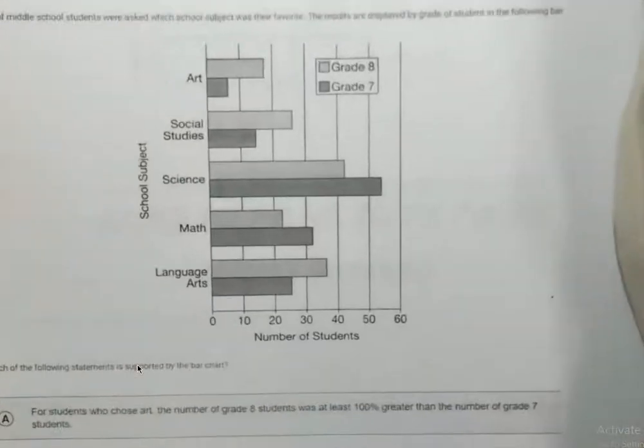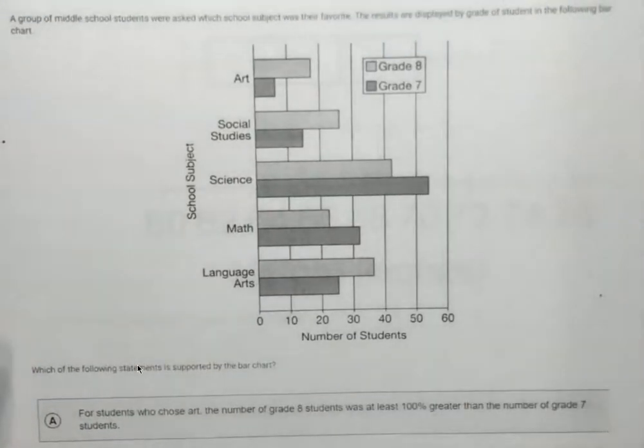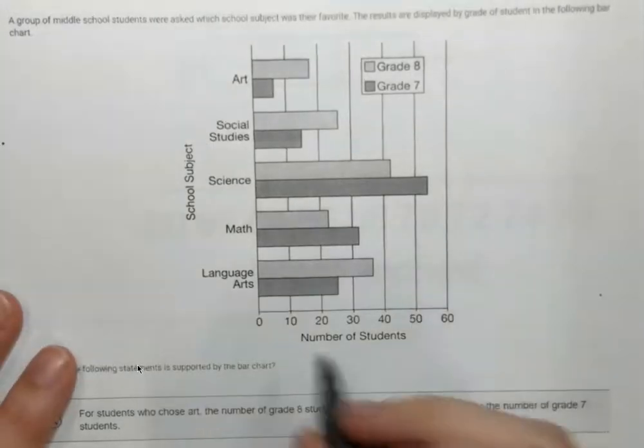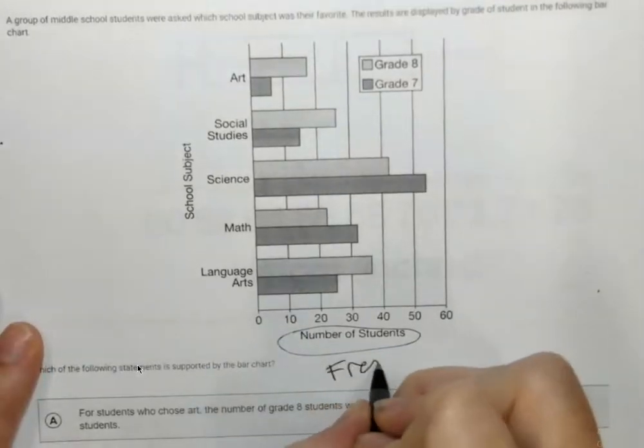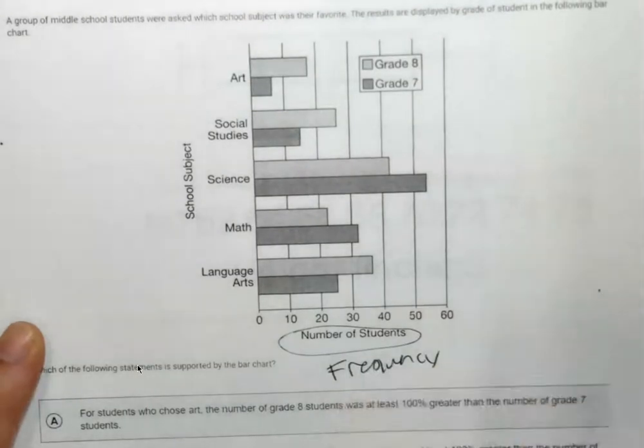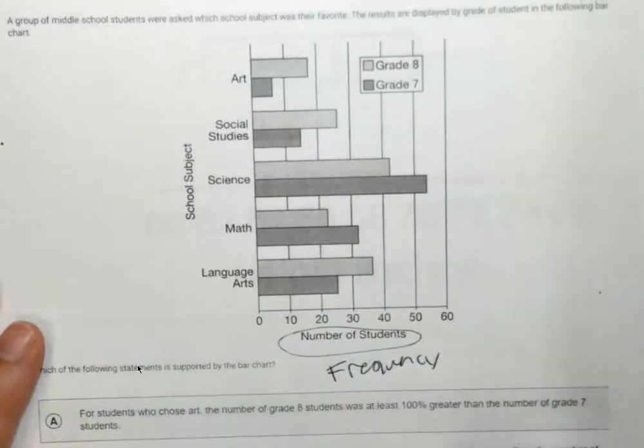And this is the last one from the first multiple choice set. A group of middle school students were asked what school subject was their favorite, and they are displayed below. So this says number of students. Is this a frequency chart or a relative frequency chart? I hope you said frequency, because it's number of students, not proportion, right?